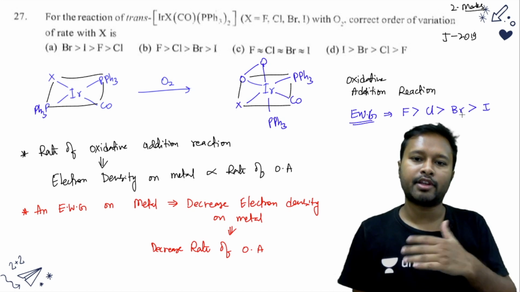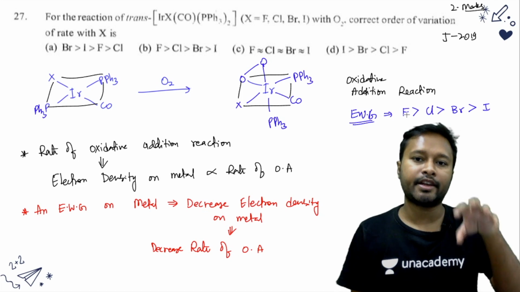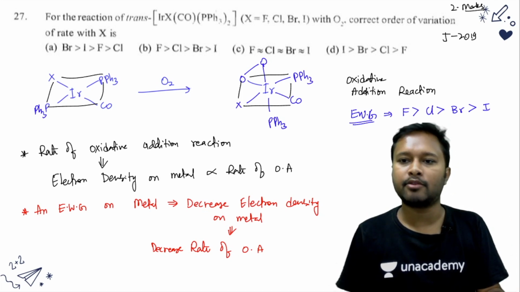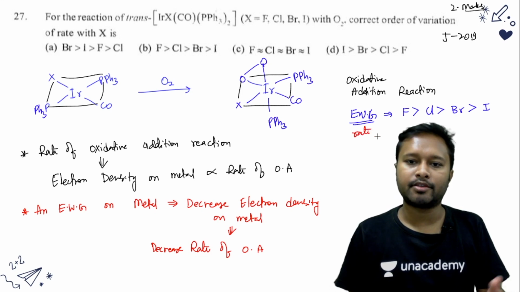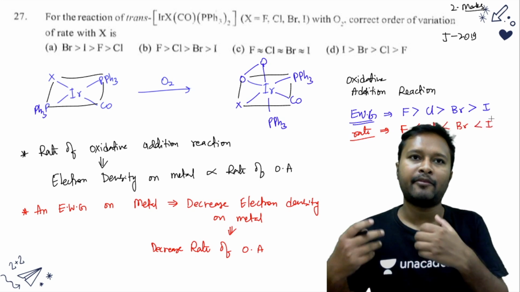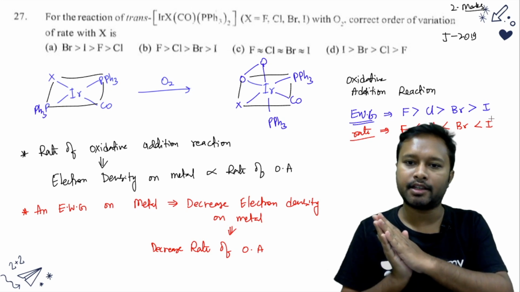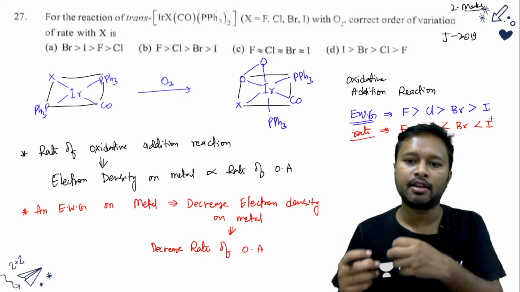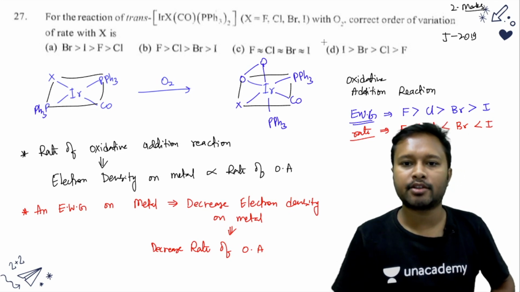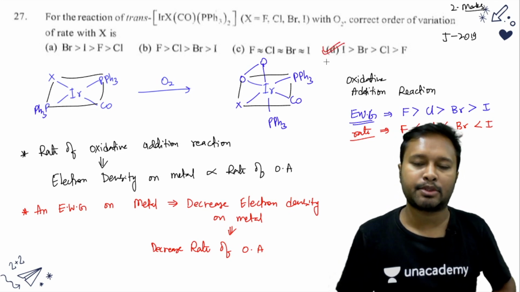So if I talk about the rate, fluorine is going to decrease the rate the most. It is going to decrease the rate up to the highest value. So the order of the rate is going to be the reverse of that. Fluorine will have the least rate, then chlorine, then bromine, and the highest rate will be with iodine, which has the least electron withdrawing nature. So the least electron withdrawing nature gives the highest rate of reaction. That's how your answer will be option number D.